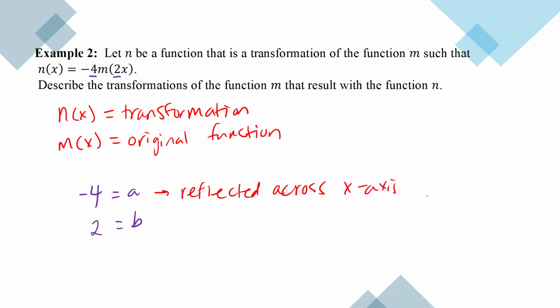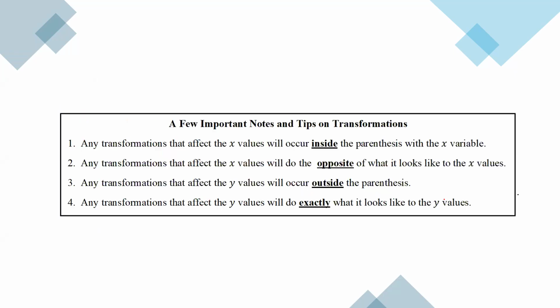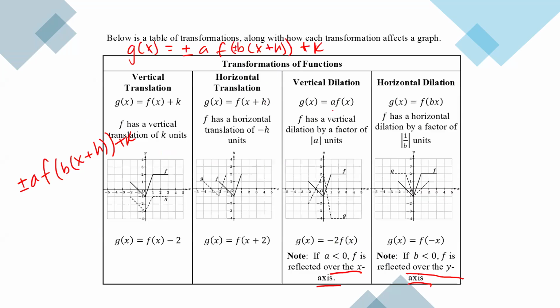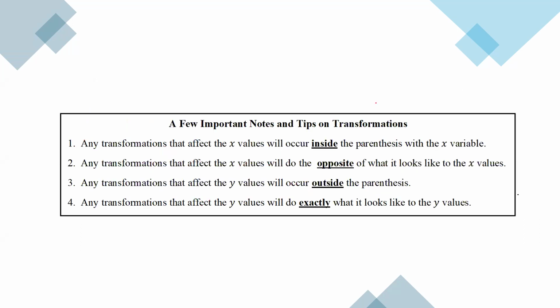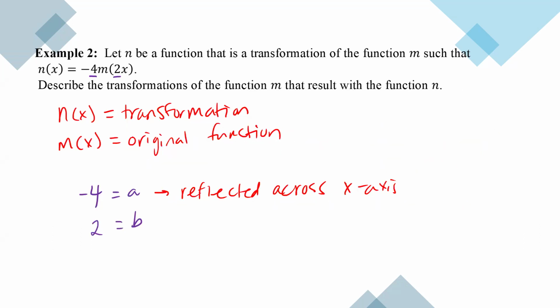Okay. And what does the 4 tell me? So what is that called? Let's go back and look. If I'm multiplying, it's dilated. It's a dilation. And what kind of a vertical dilation? So the 4, so it's reflected across the x-axis, and there's a vertical dilation by 4.